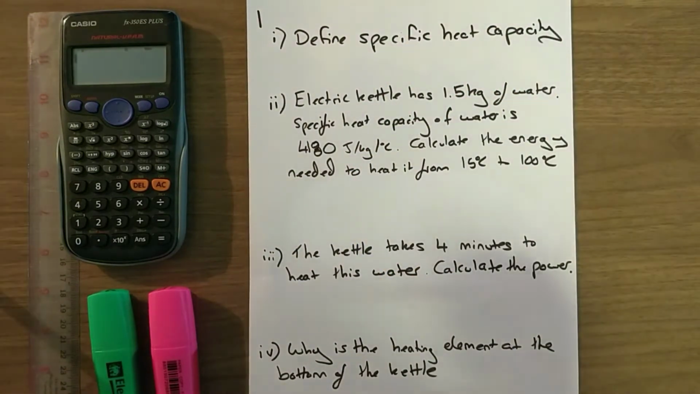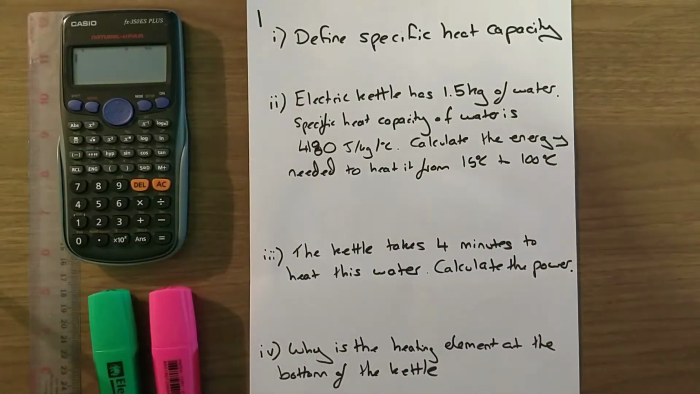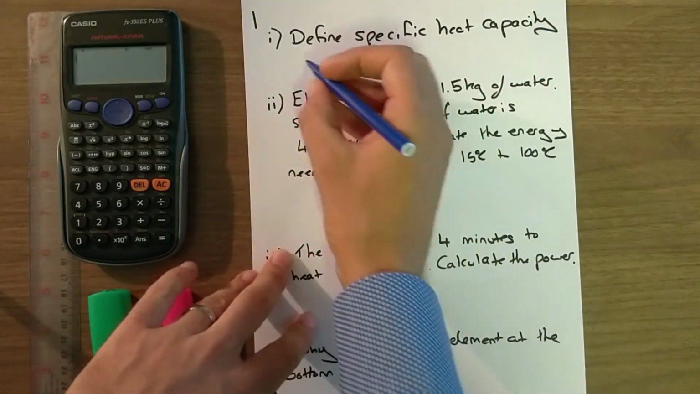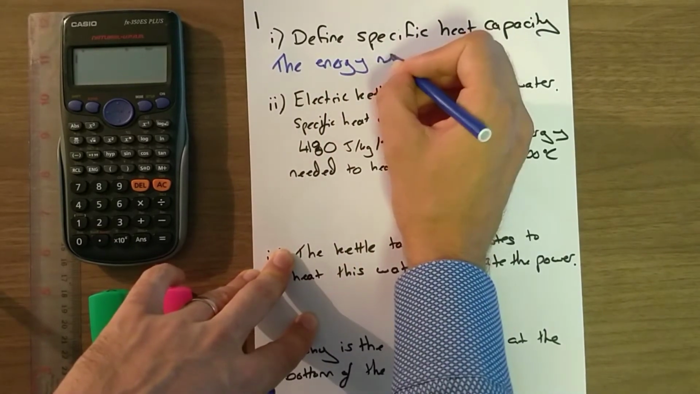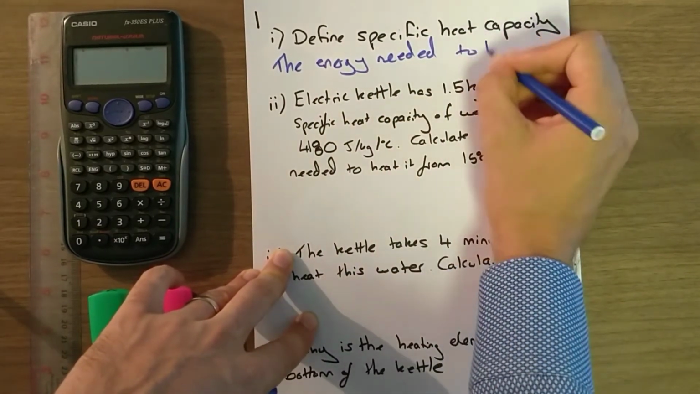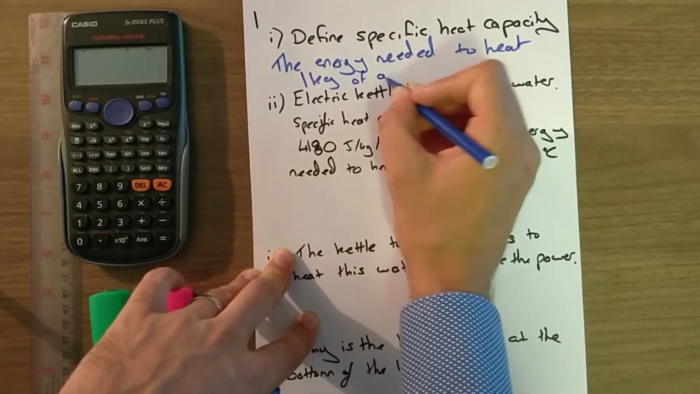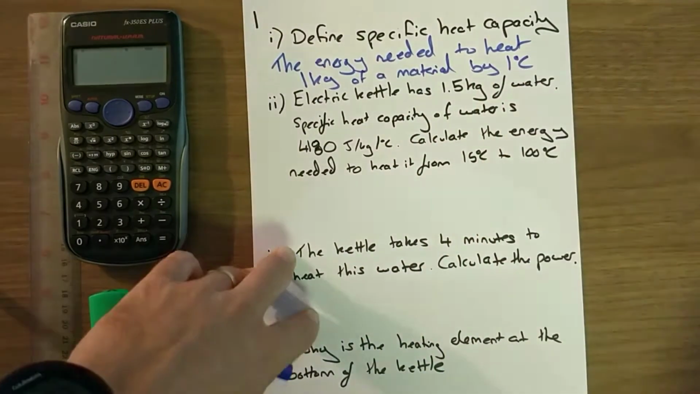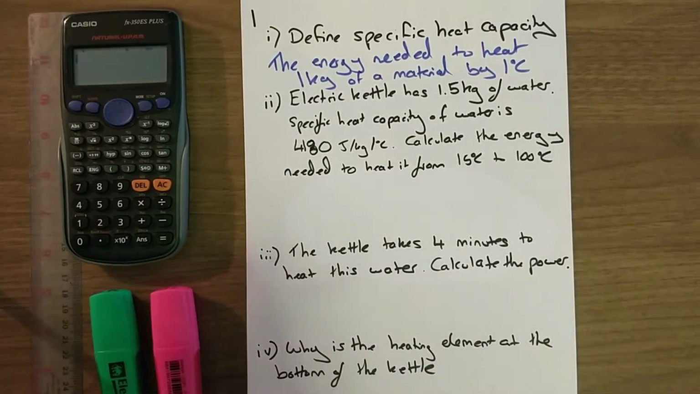So, first up is the definition of specific heat capacity. This is one of those lovely marks in physics questions where you can just memorize it and learn it, so you have no excuse but to learn this one. Specific heat capacity is the energy needed to heat 1 kilogram of a material by 1 degree centigrade. So, a simple definition to learn. What it means is some materials will take more energy than others to heat up. On to our next question.